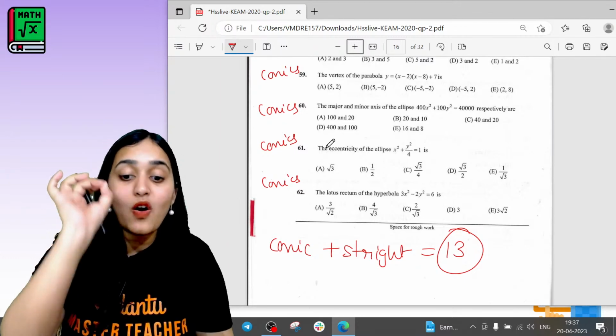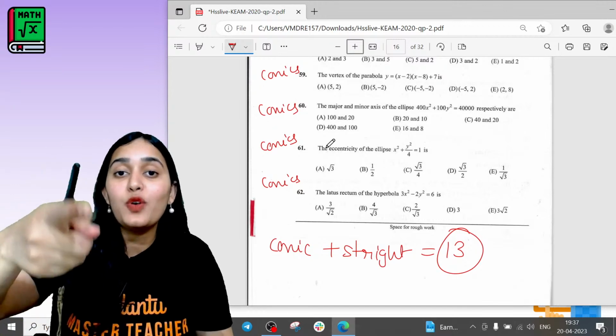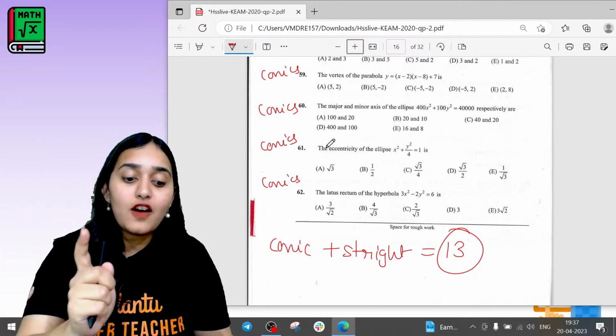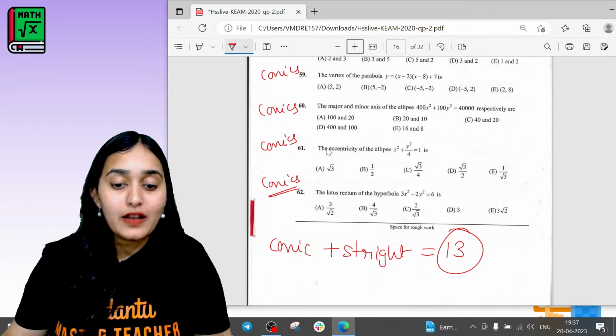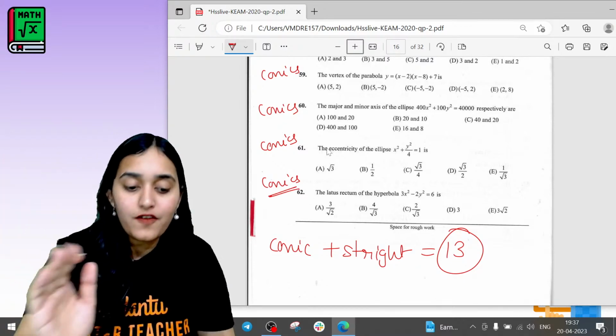So definitely you have to focus on this unit. Don't leave it at all. Don't even think of leaving conic sections and straight lines. Lots of questions are coming, especially from conic sections.